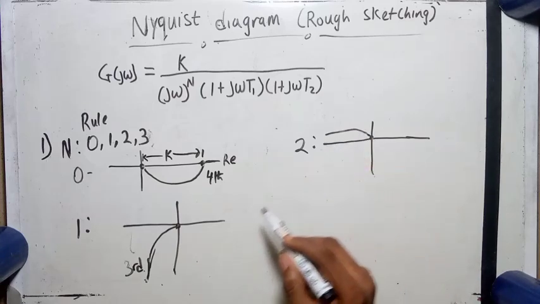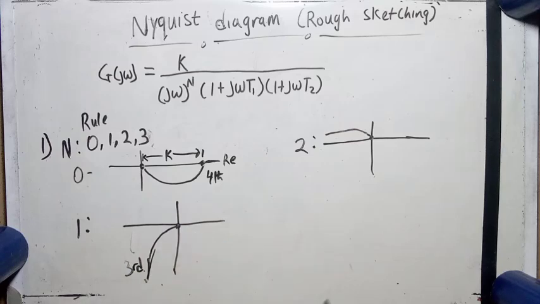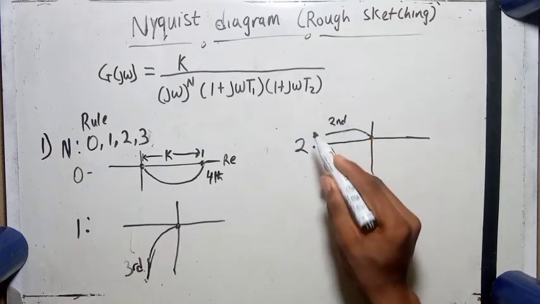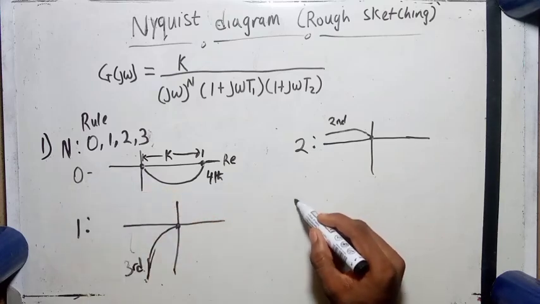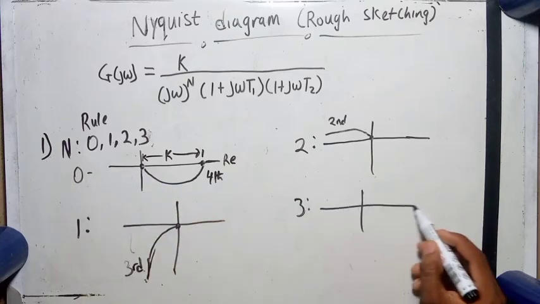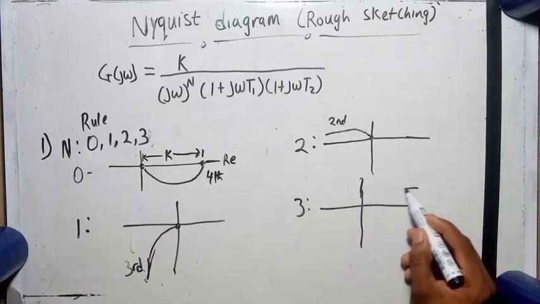The only one that is touching the axis is only for zero. The rest doesn't touch the axis. So you're starting from the second quadrant for when n is 2, and then for when n is 3, start from your first quadrant.